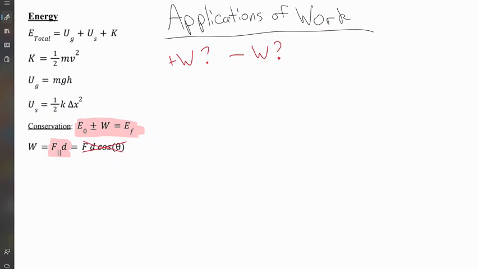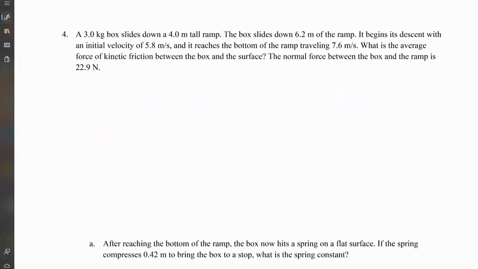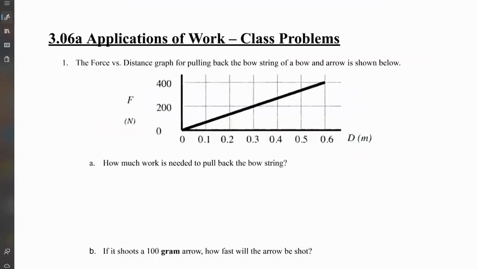All right, let's take a look at our applications of work class problems. Maybe if I get to the right page. Here we go. Okay, applications of work. One that we can do is have a force versus distance graph or force versus displacement graph. So this one we're looking at a bow pulling back the string for a bow and arrow. So the further we pull this string back, the more force it takes. When we pull it back 0.6 meters, it takes 400 newtons as opposed to half that, which is 200. How much work is needed to pull back the bowstring?